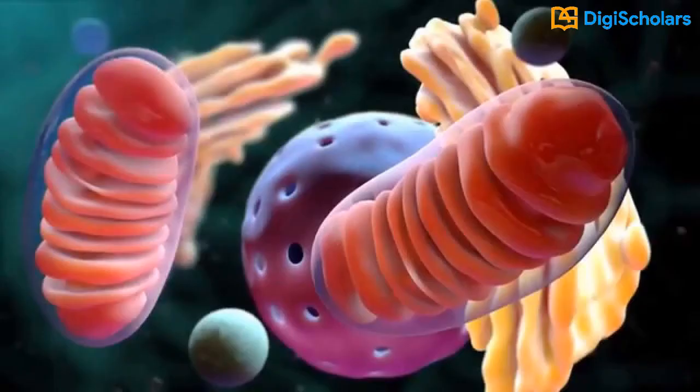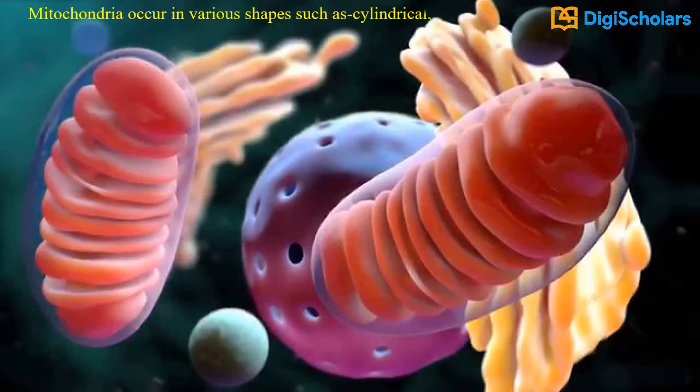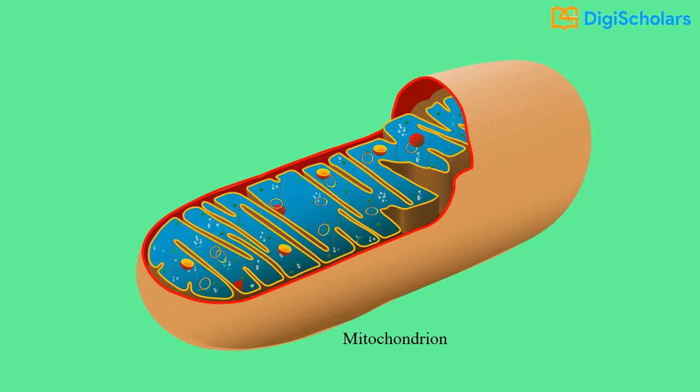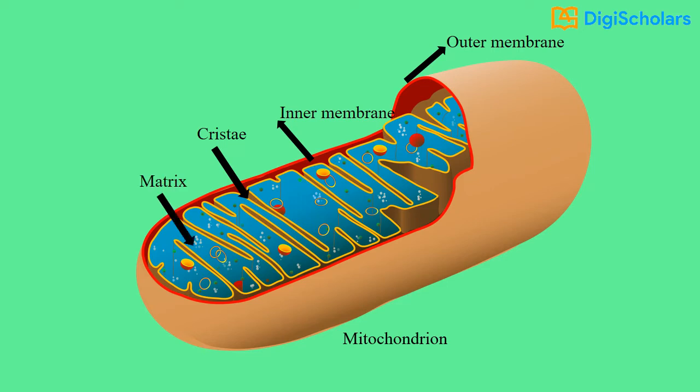Mitochondrion. Now have a look at the picture of mitochondrion. Mitochondria occurs in various shapes such as cylindrical, spherical, oval, and rod-shaped. Each mitochondrion is bound by a double membrane. Outer membrane is smooth but inner one is folded. Folds are called cristae. Inner membrane encloses a fluid known as matrix.